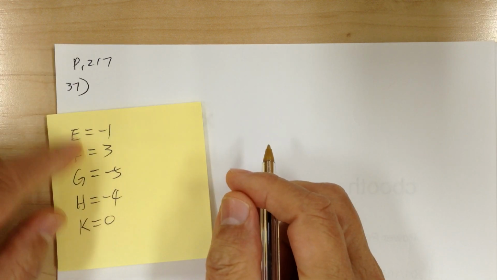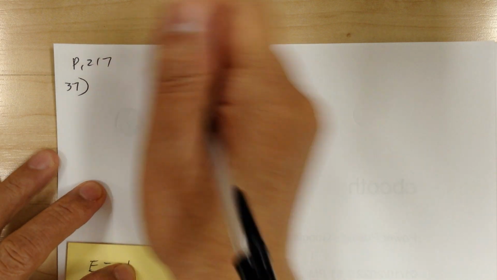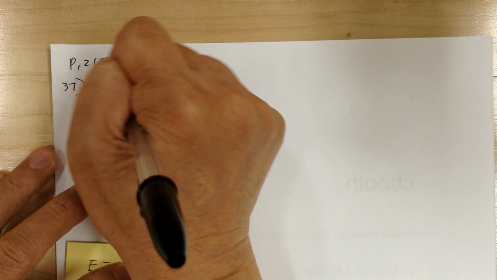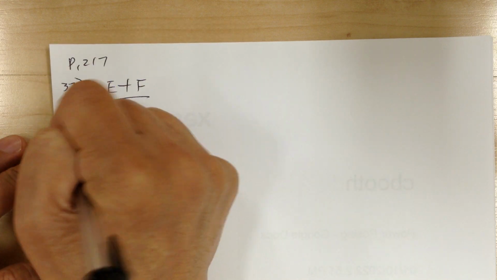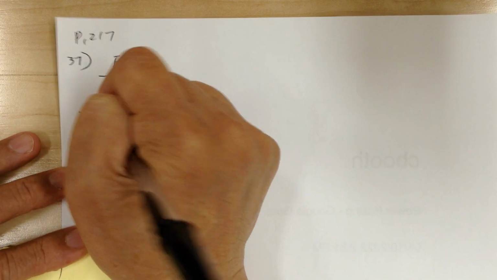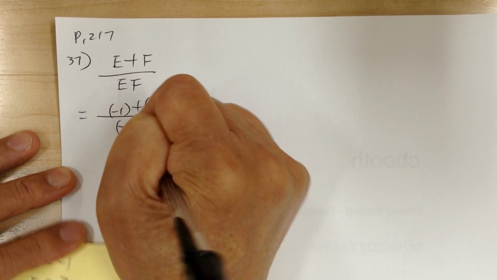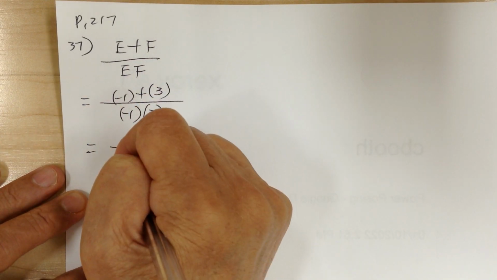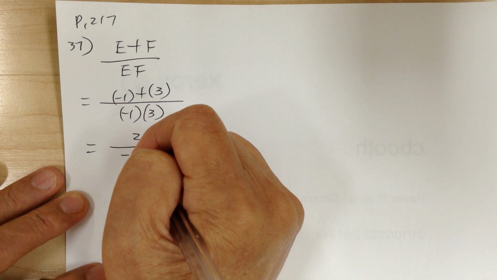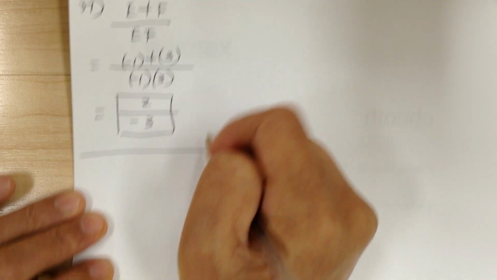Okay, so what I'm doing is writing all these things down, so that way I don't have to look back and forth. Okay, number 37, you have E plus F over E times F. So E is -1, F equal to 3. You have to do each group. The top group will give me 2, the bottom group will give me -3, and that's it. Now you can leave the negative on the bottom. Usually you leave it on the top, but it doesn't matter. That's fine.